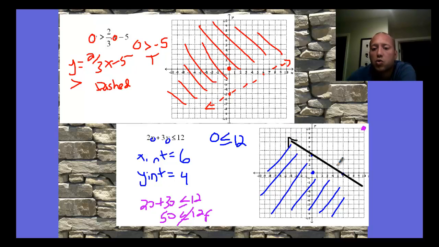And those are the steps to graphing inequalities. So I'm going to call that good, and I'll see you tomorrow.